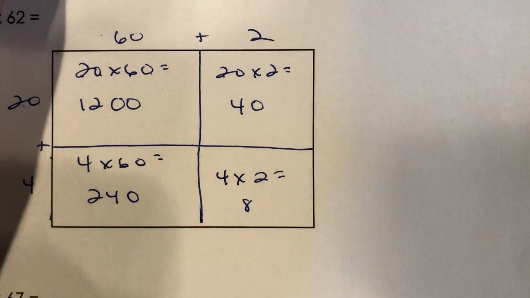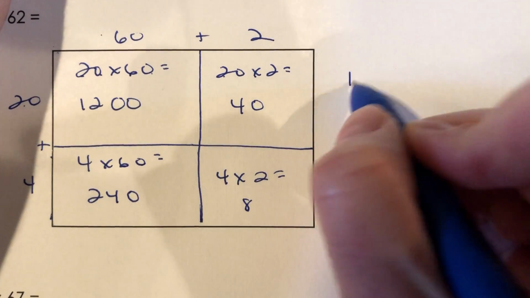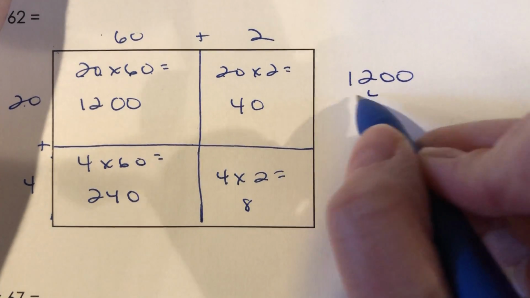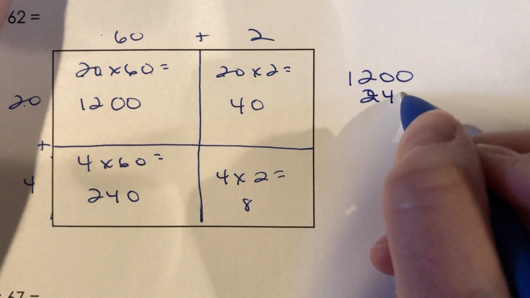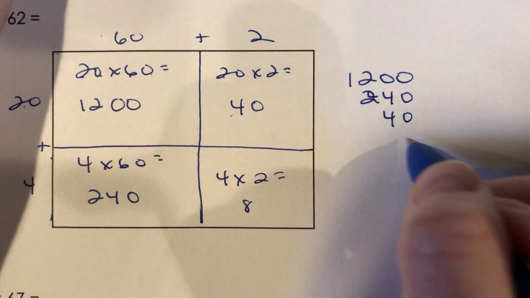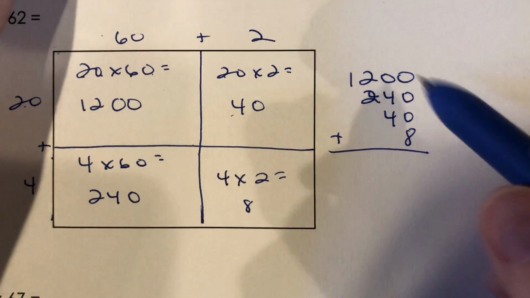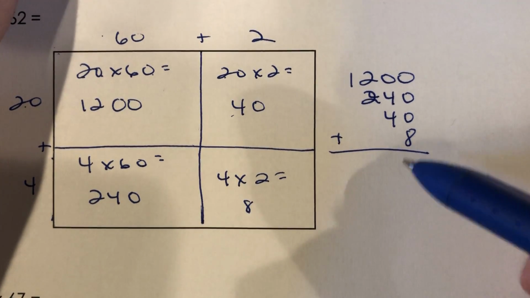Now to find the area of the whole thing, yeah, we're going to add all those up. So I would take my 1,200, my 240, my 40, and my 8. And again, it does not matter what order you write those 4 numbers in, as long as your place values are lined up correctly, you're good.